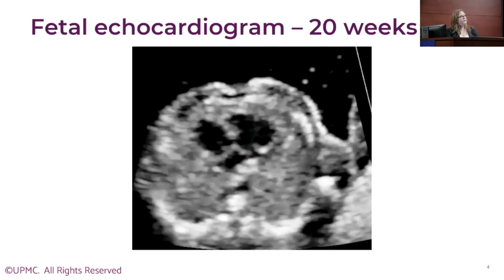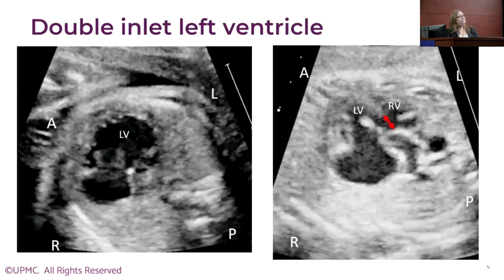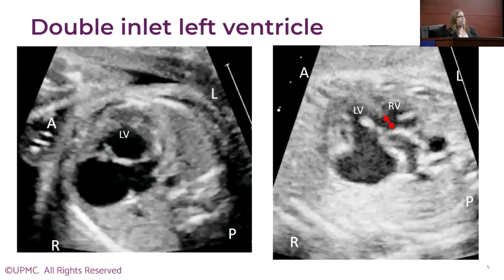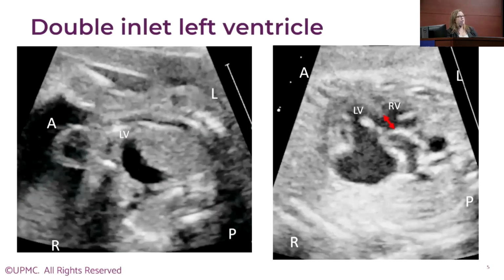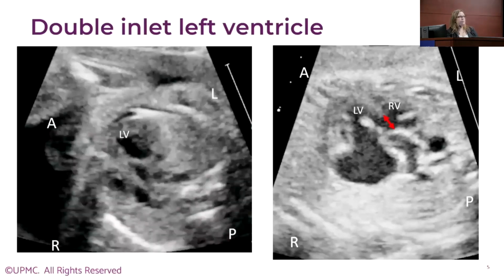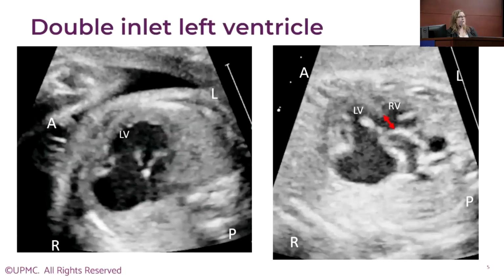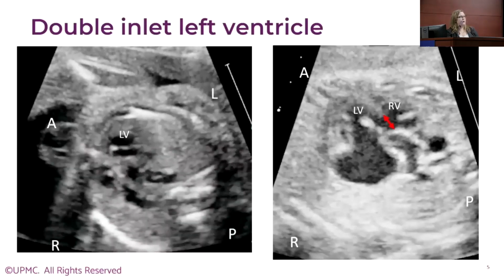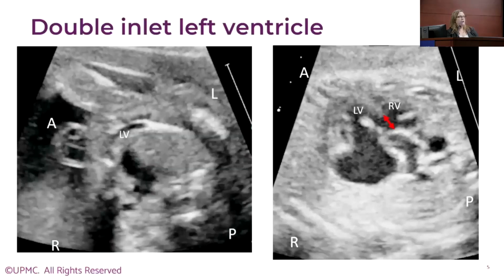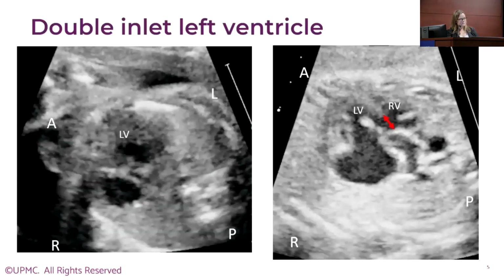This is the same fetus a little bit later in gestation, and we had diagnosed double inlet left ventricle. On the left screen, we can see again 2 atria, 2 AV valves, and a single recognizable ventricular chamber, which was felt to be left ventricular morphology. And as it sweeps through, we can see a smaller pulmonary artery and an anterior larger aorta.